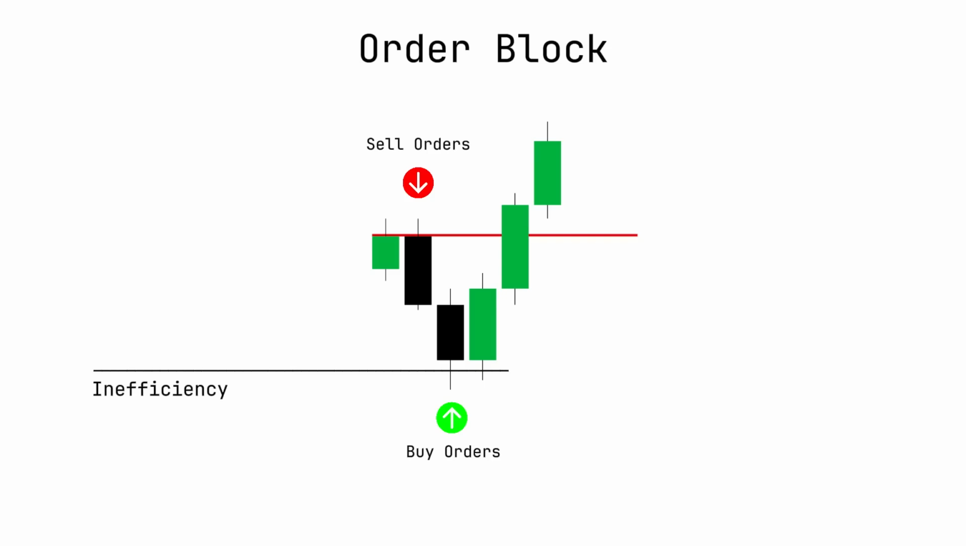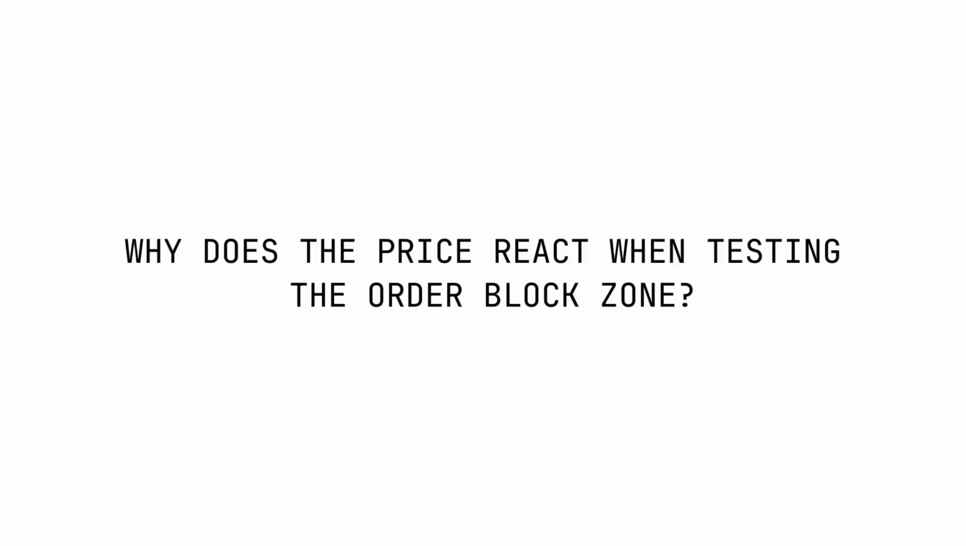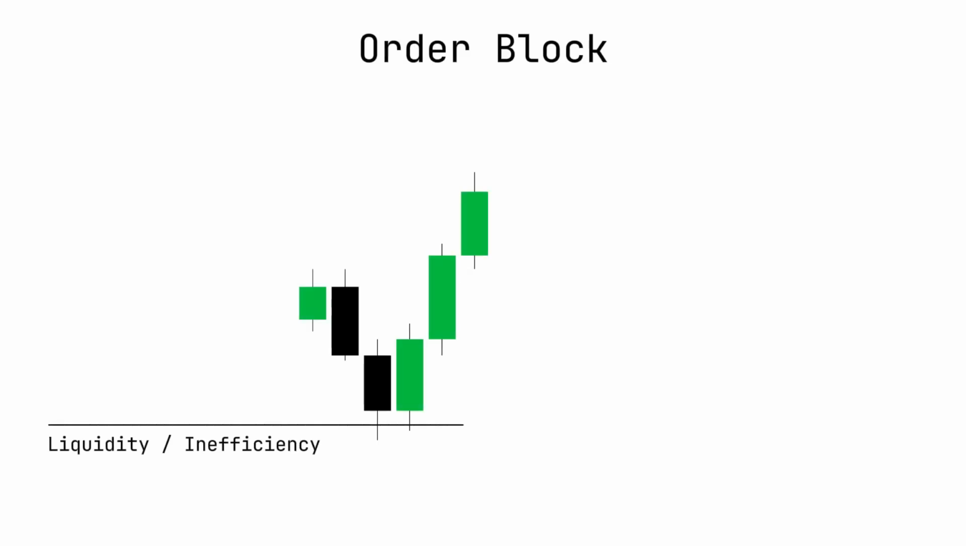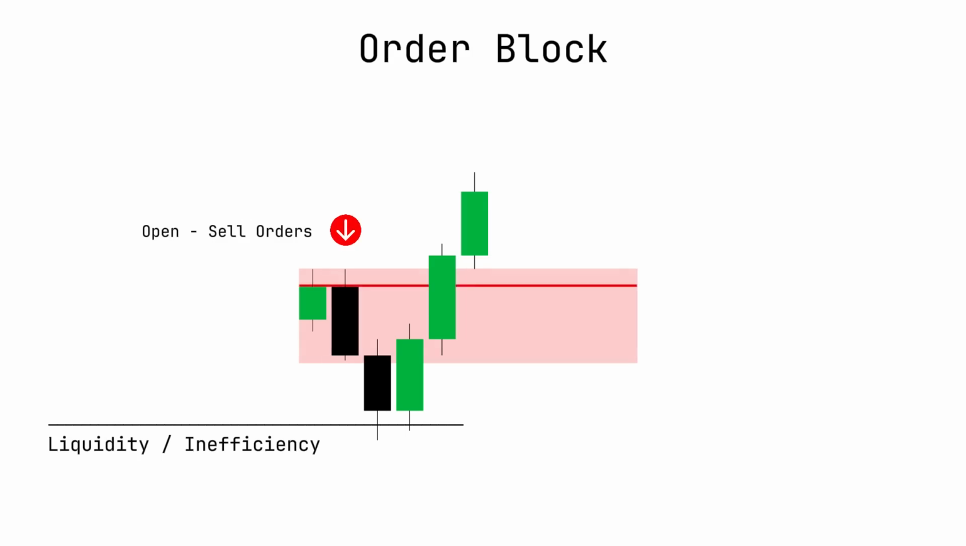Again, the question arises, why does the price react when testing the order block zone? There are three main reasons why this might happen. The first and most fundamental reason is that the positions initially opened to push the price down and form the resistance level may still be open, and even in a loss. Therefore, it is not profitable for the large player to hold them if the anticipated price delivery will proceed upward.